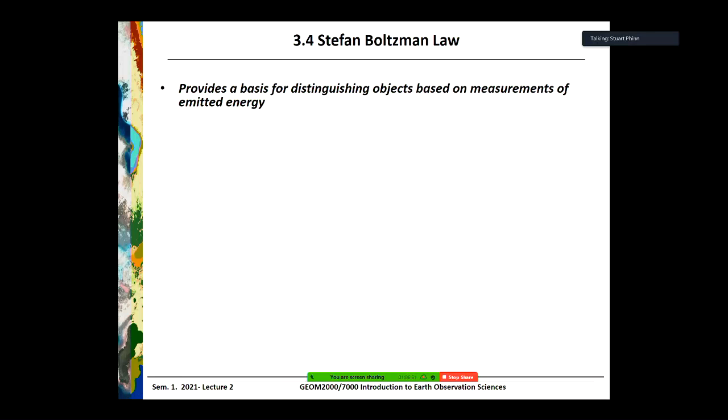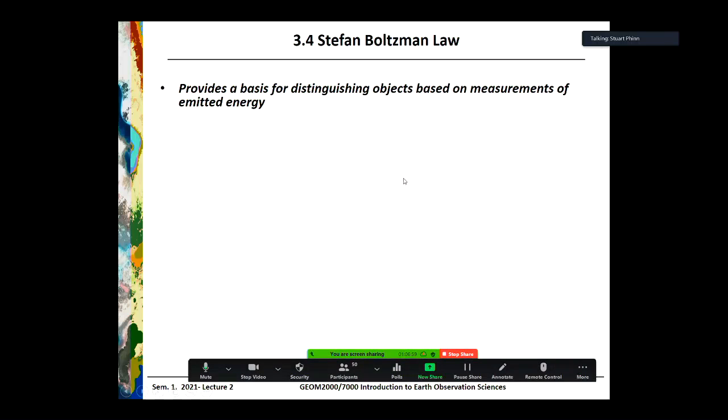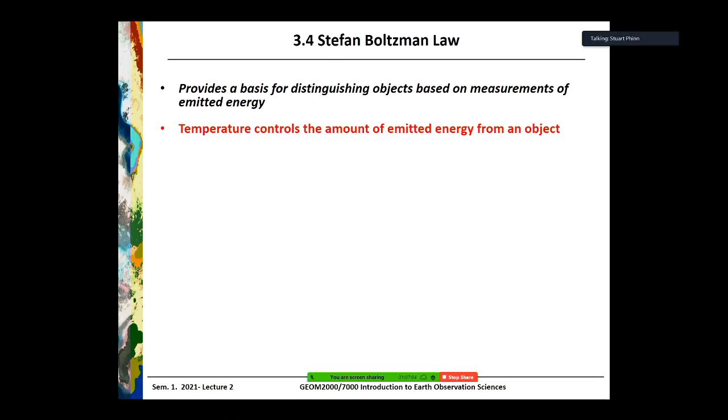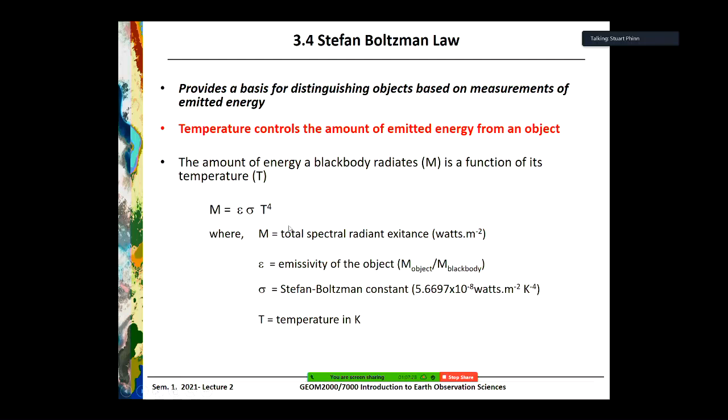All right, finishing off with the two laws. The Stefan-Boltzmann law provides a basis for distinguishing objects based on measurements of emitted energy. The key takeaway for this class is that the temperature of an object controls the amount of energy which is emitted from an object. We saw that with the curves showing energy coming out from the sun and the earth before. When we look at this equation, it shows the term M, which is the amount of energy coming out, being a function of T, temperature.